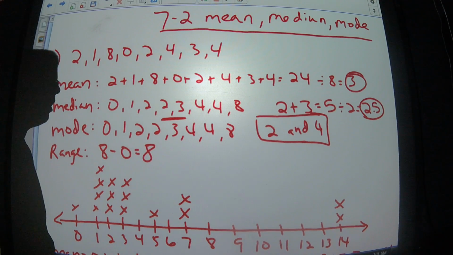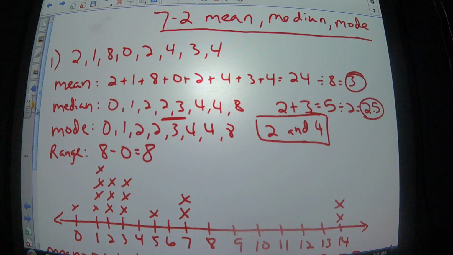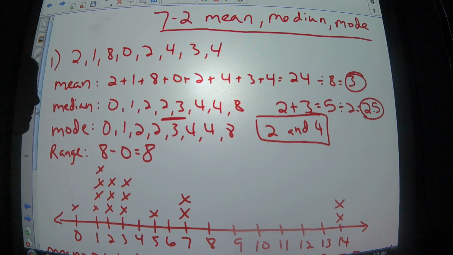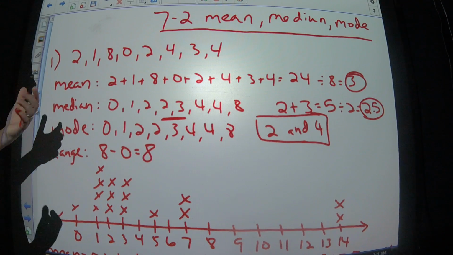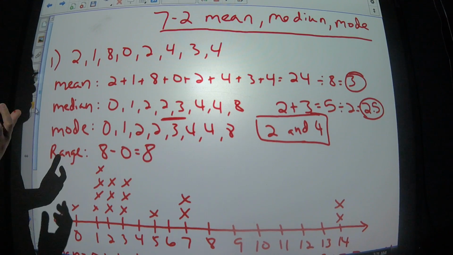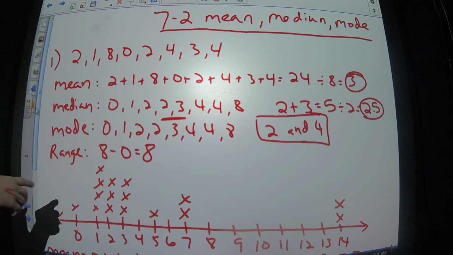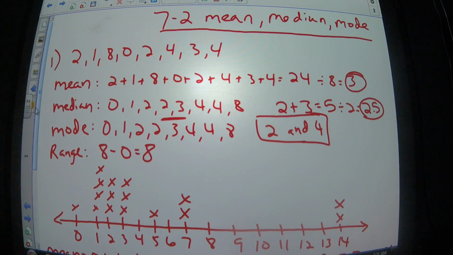Range. The range is you look at your lowest piece of data and your highest piece of data, and then you subtract the two. So 8 minus 0 is 8. So my range is 8. If 1 and 8 were my lowest and highest, then it'd be 8 minus 1, 7. But my lowest piece of data was 0, and my highest was 8, so you just subtract the two.